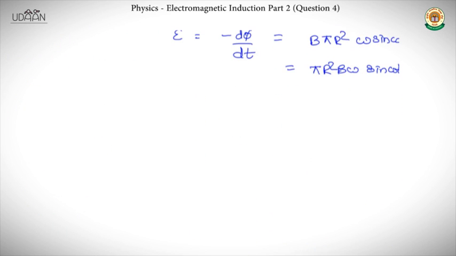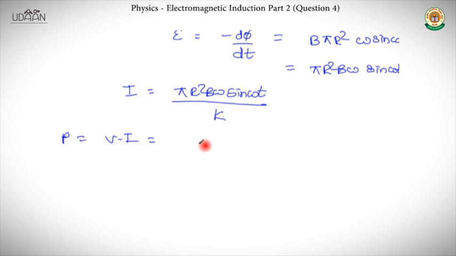So, at any time t, the current in the coil would be pi r square B omega sin omega t by K. So at any time t, the power dissipated would be V dot I, which is nothing but multiplying these both values. You can also write this as I square K. The energy dissipated in one revolution we can calculate by the power method.